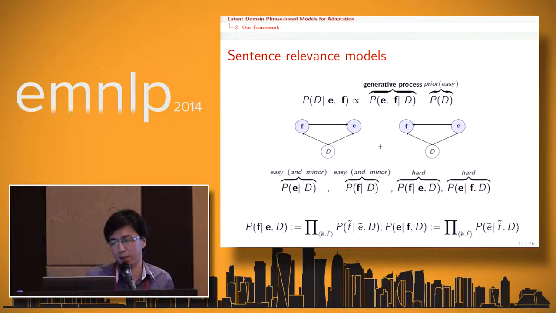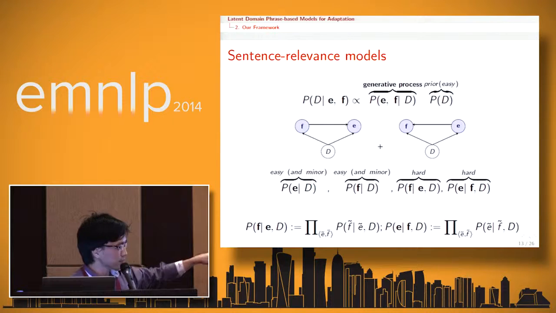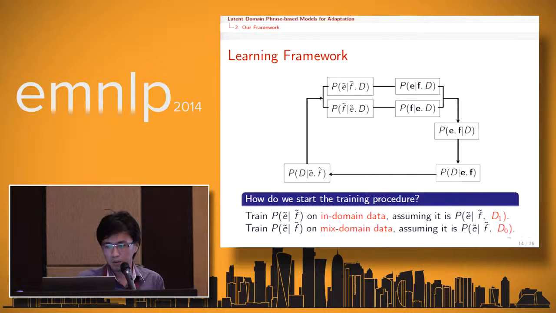the multiplication of all the possible phrases we can learn from the sentences. Here you can see that P of sentence F given sentence E with respect to D can be estimated by the multiplication of all the possible phrases, P of phrase F given phrase E and D, and so on. So we now have a full learning framework.